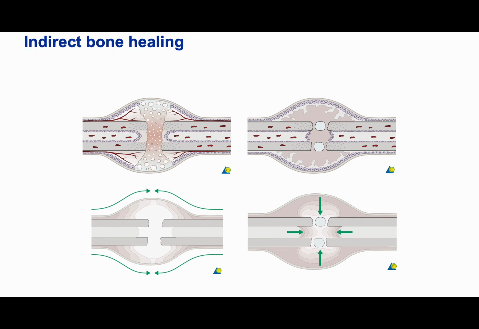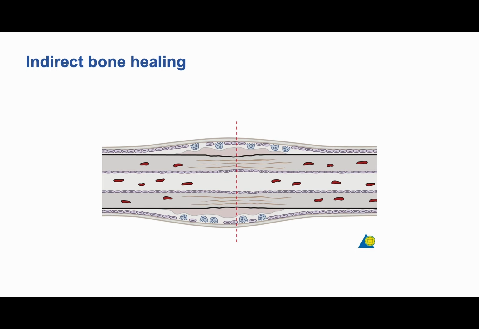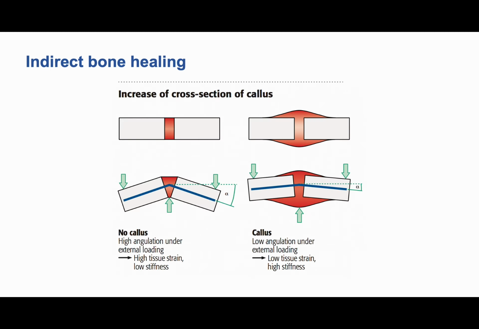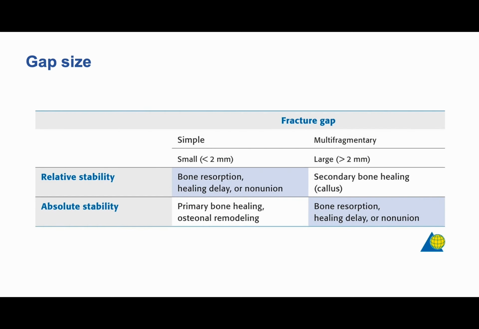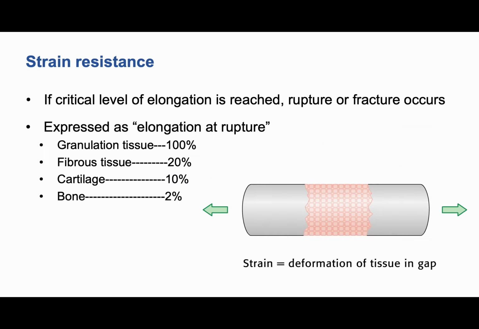Bridging callus matures from soft unmineralized osteoid to woven and later lamellar bone. Continuing remodeling involves osteoclasts, resulting in restoration of the bone shape and strength. The increase in cross-section which occurs with callus formation produces low tissue strain and higher stiffness compared with primary bone healing. The type of bone healing is determined by fracture complexity, type of stability, and the fracture gap.